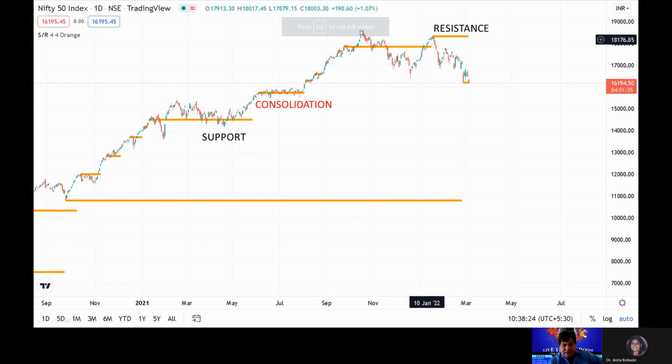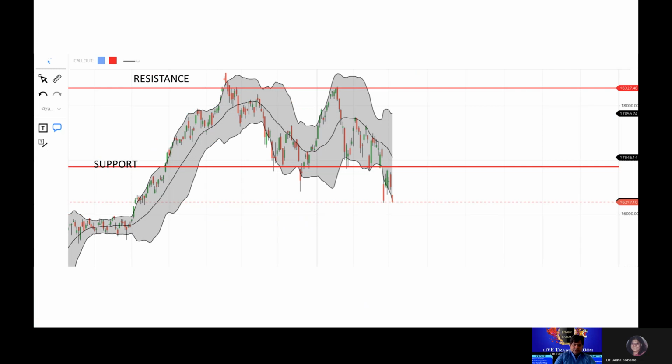Look at this, two resistances ideally, one here, again it formed a resistance, it came down here. Now what is this? This was yesterday's 4 days chart from Monday to Friday, in which it is consolidating, it is taking support here. If this support of almost 16,200 breaks down, the market is going to fall and it's going to go down. All right, so that's how we may take supports and resistances.